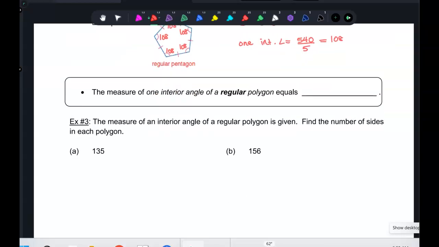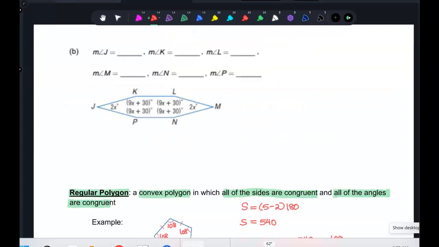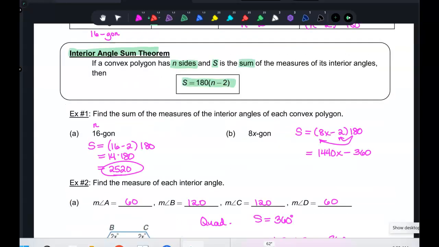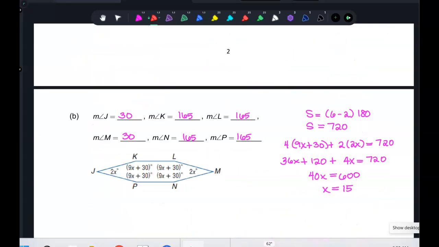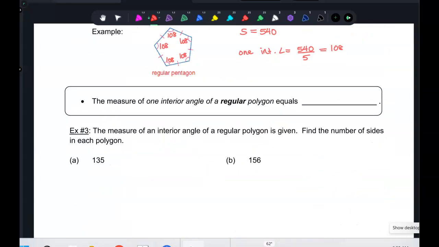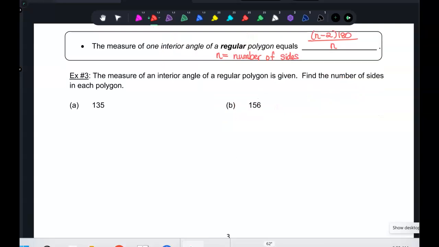So can we come up with a formula for that? Okay, so let's say, remember what the sum was on the previous page? 180 times n minus 2. Actually, I'm going to put n minus 2 times 180. And then what do I want to divide by? Yeah, how many angles there are. So where n equals number of sides.